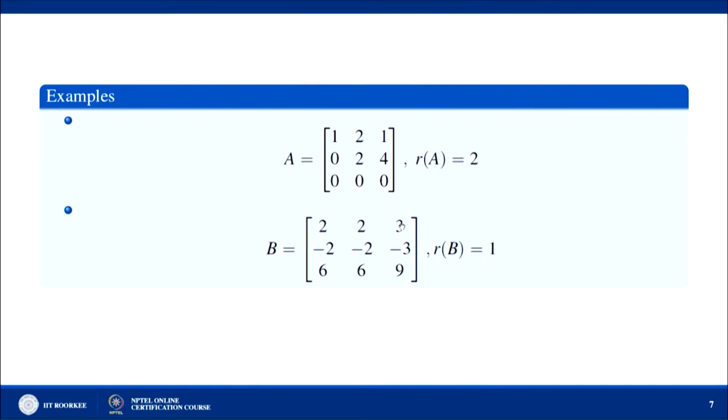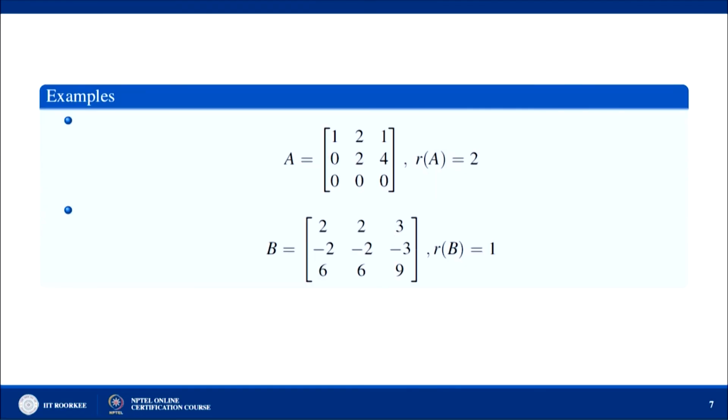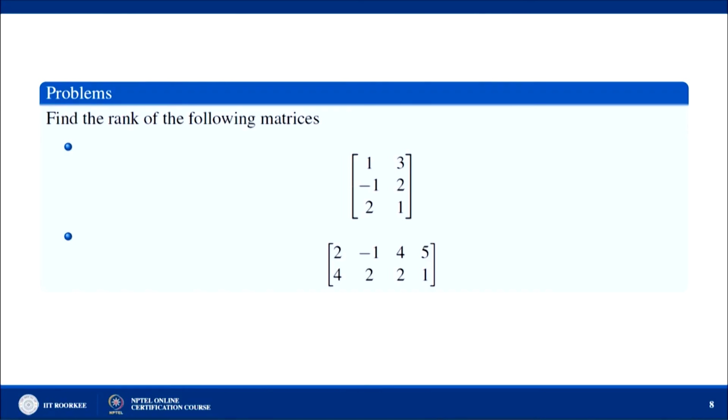You can also find the echelon form of this matrix, and then you can see the number of non-zero rows which this matrix has. Now, let us find the echelon form of these matrices, I mean the echelon form and then the rank.